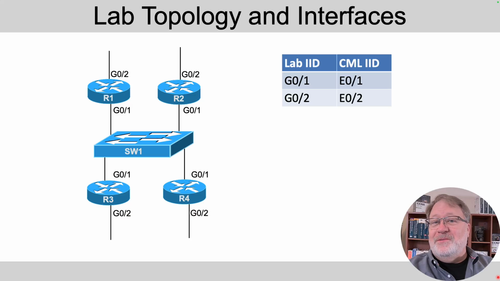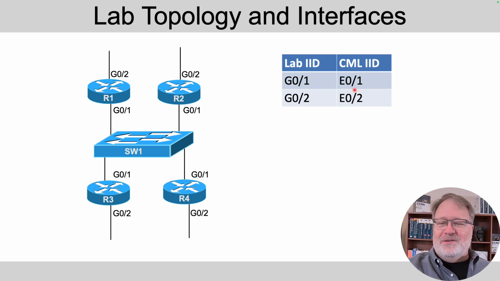So if you're using CML-Free, you probably know this already. You can't use the same interface IDs in CML-Free as you would use in Packet Tracer. So on the left, you see the diagram that the lab supplies that uses the interface IDs used in the Packet Tracer file. Over on the right, you see a table that shows you the interface IDs that you'll see in CML-Free. It's an easy correlation.